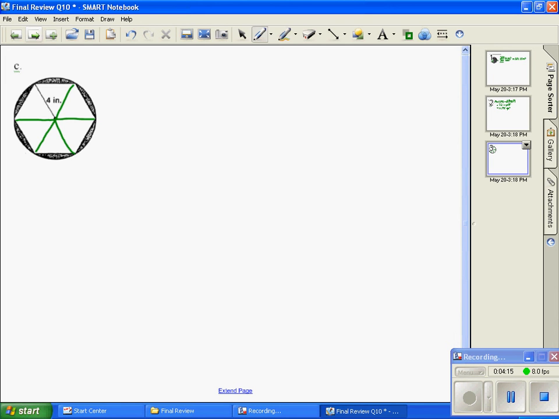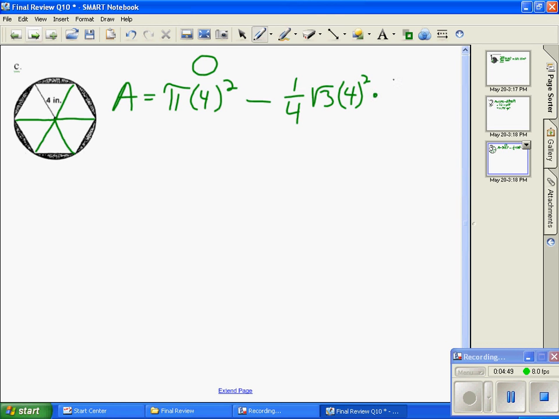So let's just set up our formula. So area equals, so let's find the area of the circle. We see the radius is 4, so pi 4 squared. So this is the area of the circle. Minus, so let's subtract out the area of the hexagon. So the formula for one triangle is 1/4 square root of 3 times s squared, which is side length, that's 4 squared, and then times 6 because there are 6 of these triangles.